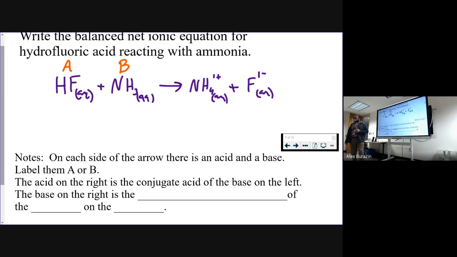What is the acid? What is the base over there? Are you thinking, or are you just waiting for me to bail you out? Your eyes are smiling. Are you waiting for me to bail you out? Thank you for your honesty. Come on, somebody commit, go. What's the acid? Say it.